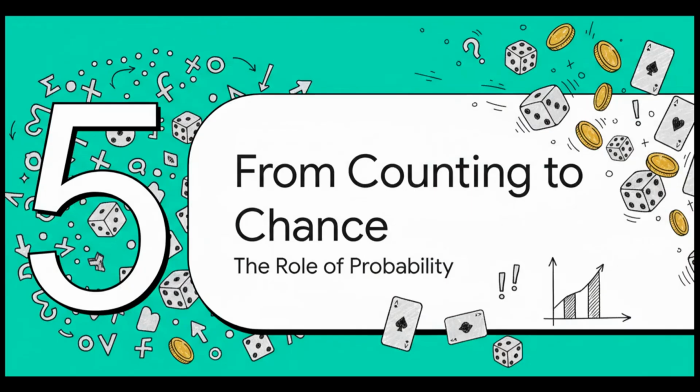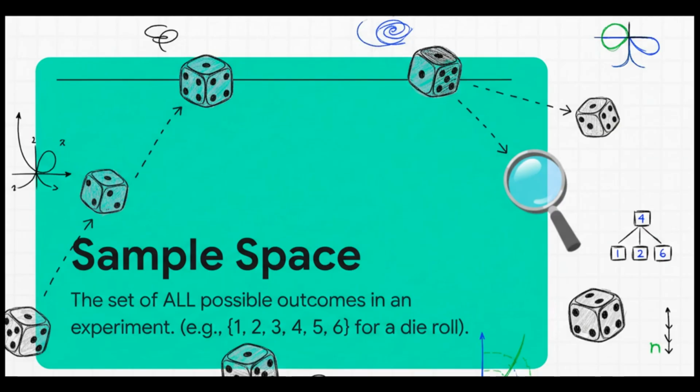So why does getting good at this counting stuff matter so much? Well, it's because it's the absolute foundation for understanding the entire world of probability and chance. When we talk about probability, the first thing we need to know is the sample space. It sounds like a fancy term, but it's just the set of all the possible things that could happen. For a single die roll, the sample space is just the numbers 1, 2, 3, 4, 5, and 6. It's the entire universe of possibilities we're working with.